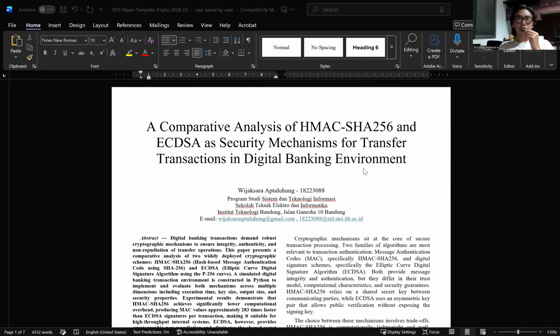Imagine thousands of bank transactions happening every second over the internet. How does a bank make sure that transaction data are not tampered with along the way? And how does it make sure it's really you who sent it and not someone else? That is the problem that we are trying to tackle in this paper.